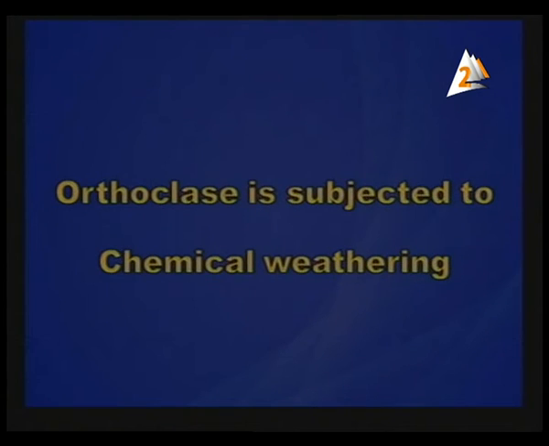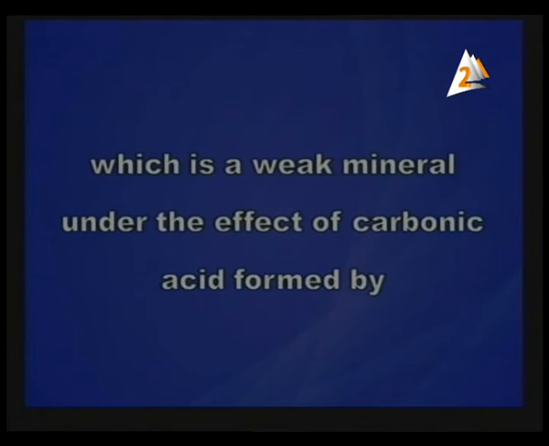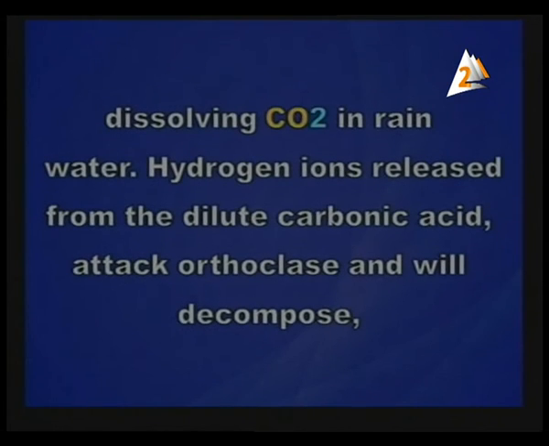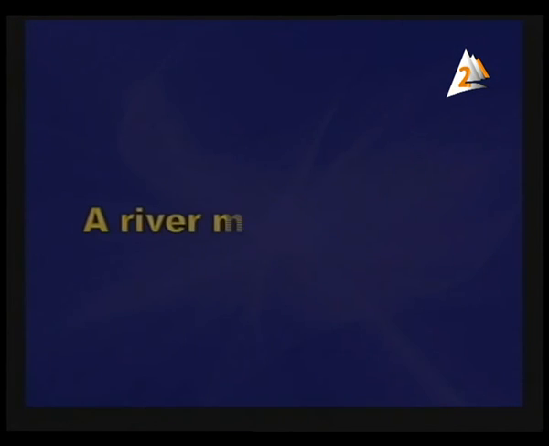What happens if orthoclase is subjected to chemical weathering? Orthoclase is composed of potassium aluminum silicate, and this is a weak mineral under the effect of carbonic acid formed by the dissolving of carbon dioxide in rainwater. Hydrogen ions released from the diluted carbonic acid attack orthoclase and decompose it by losing silica and potassium to give kaolinite, which is a common mineral of clay minerals.